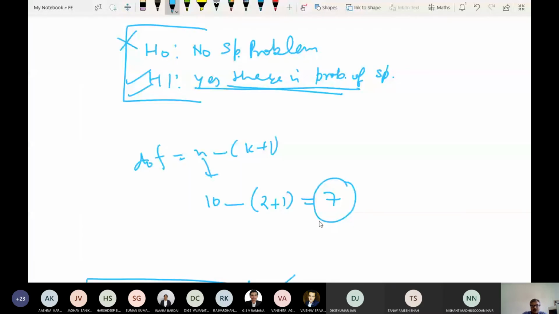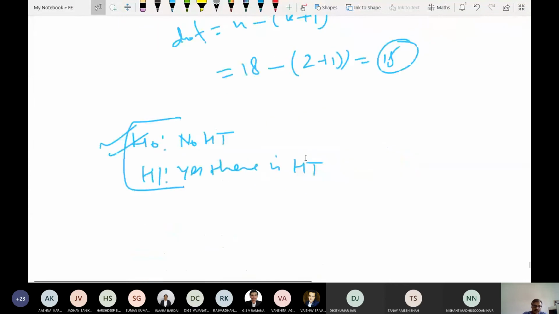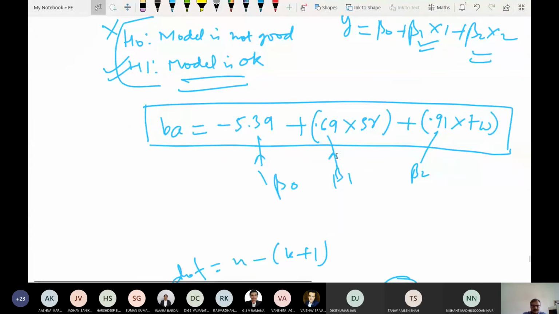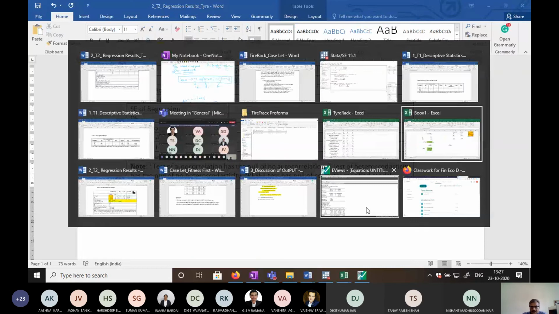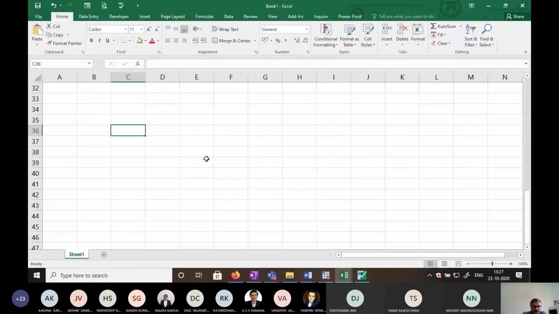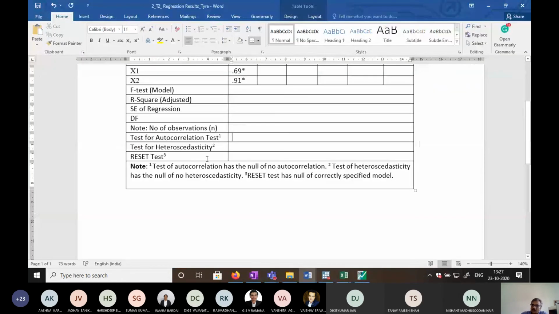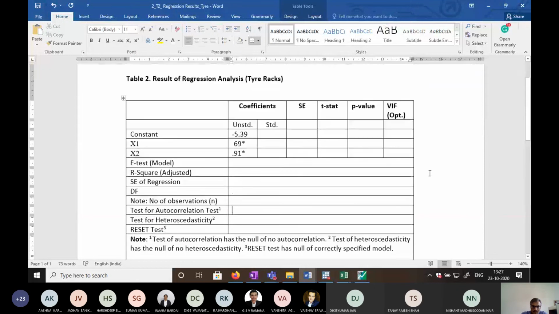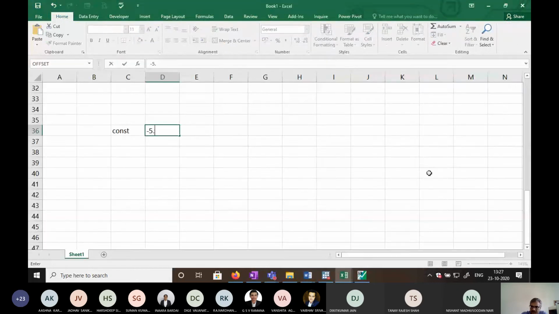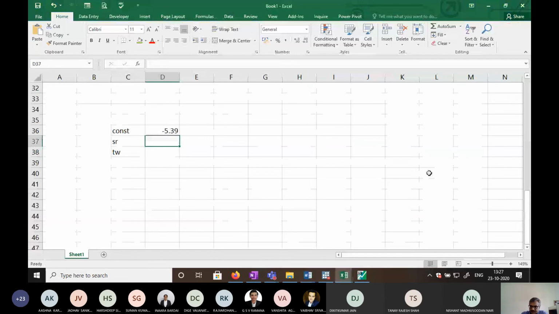So this is the model which we have estimated using the tire rack. If I have to calculate the value, I'll take this model to Excel so that I can calculate the values. The constant value is 5.39, and I've got steering rating and wear and tear coefficients of 0.69 and 0.91.